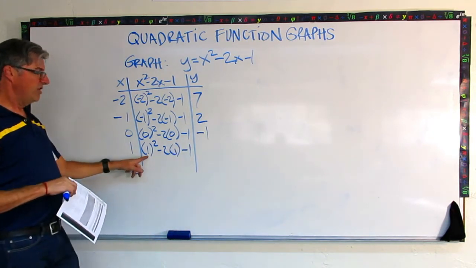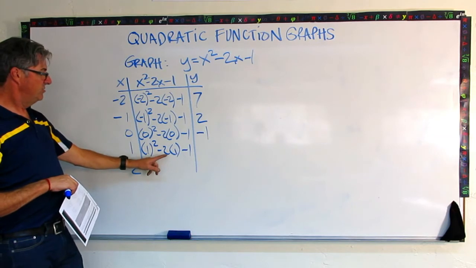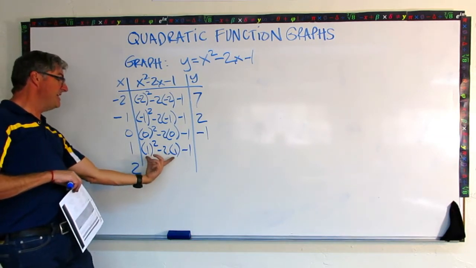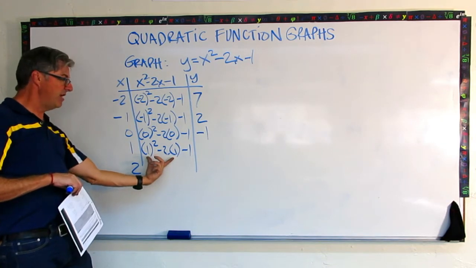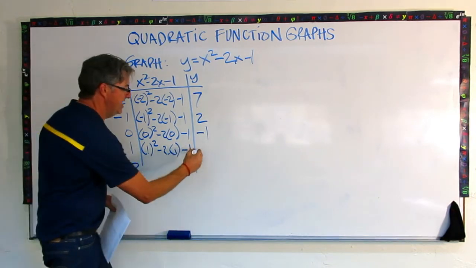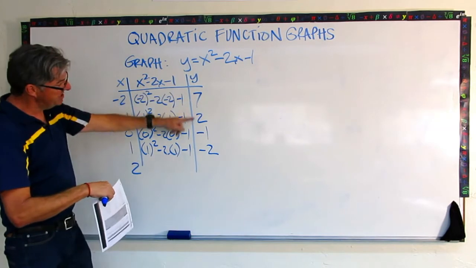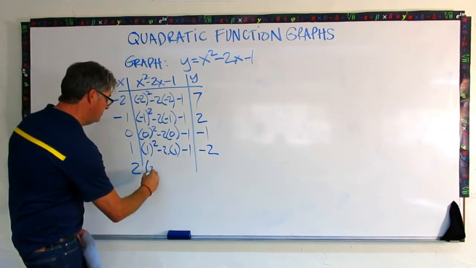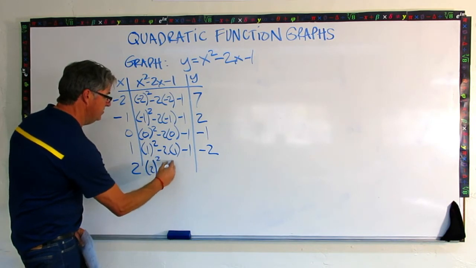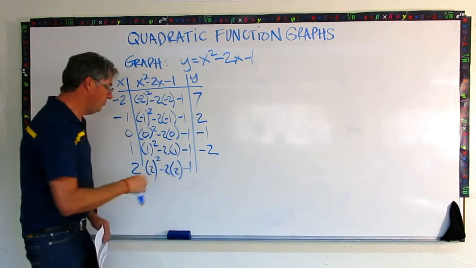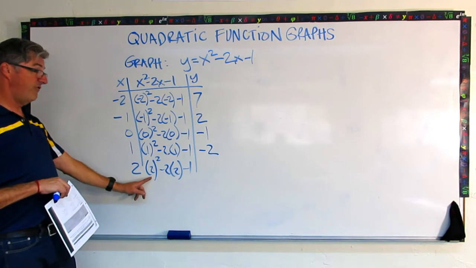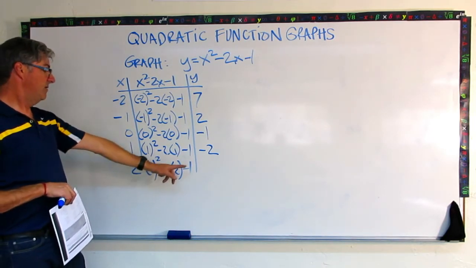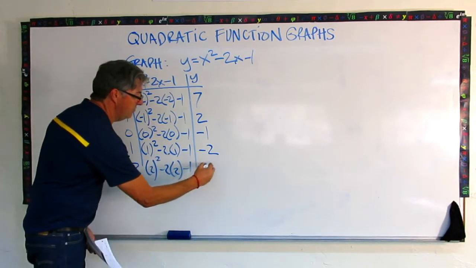Let's do the plug-in step for 1. Okay. 1 squared is 1. Negative 2 times 1 is negative 2. So combining these, I get negative 1 minus 1 more is negative 2. So we're continuing to decrease. Last plug in here, we'll do 2 squared minus 2 times 2 minus 1. What do we get? This is 4 minus 4 minus 1. So this is minus 1.